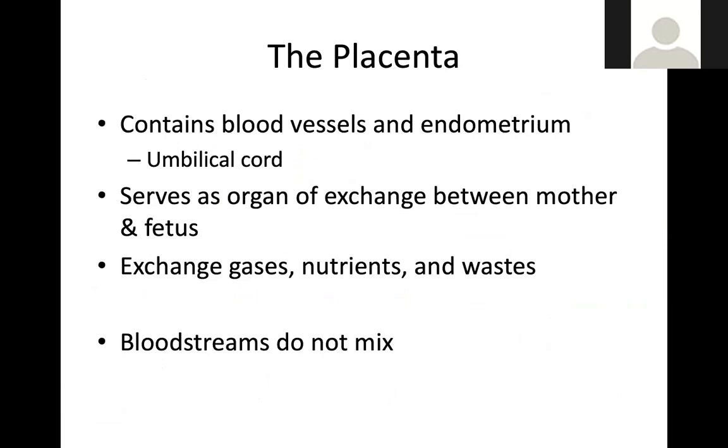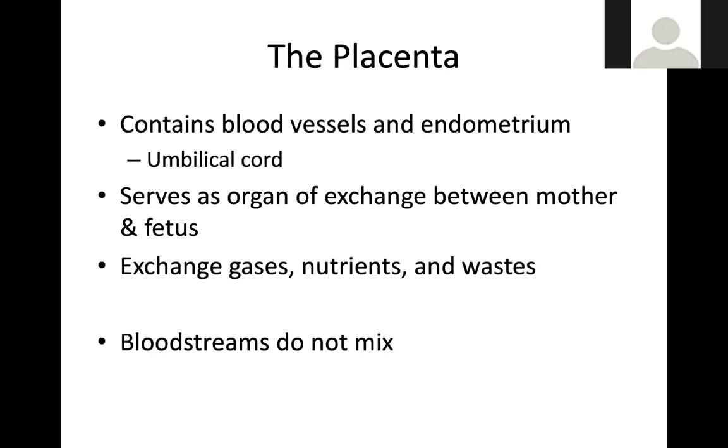The placenta. This is something you maybe heard of before. You maybe seen it in movies or things like that, or in real life. This contains blood vessels and endometrium. This is also where the umbilical cord is attached. But the placenta serves as this control center, as an organ of exchange between the mother and the fetus, okay? It's the exchange of gases and nutrients and wastes. The placenta is doing the hard work, right? And it's an organ that the fetus needs to survive.